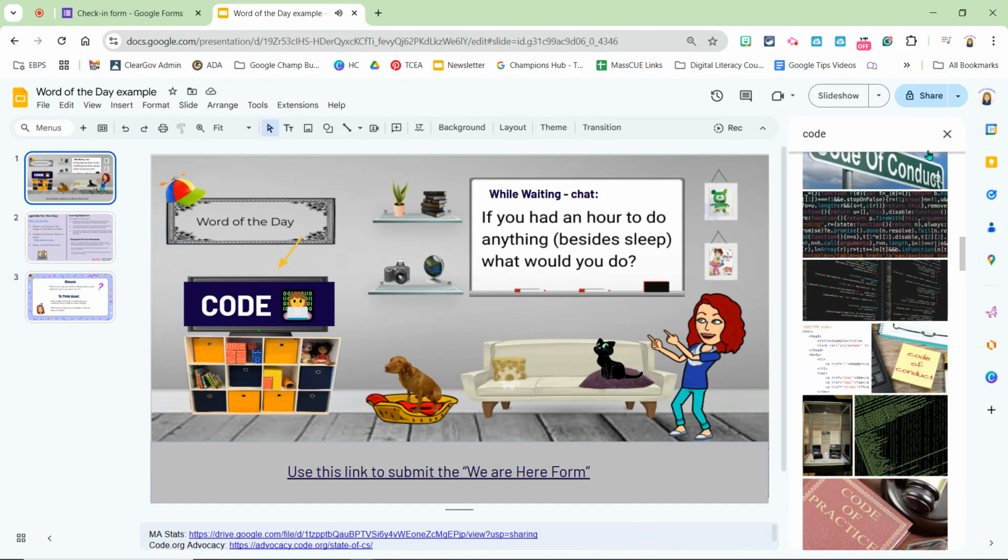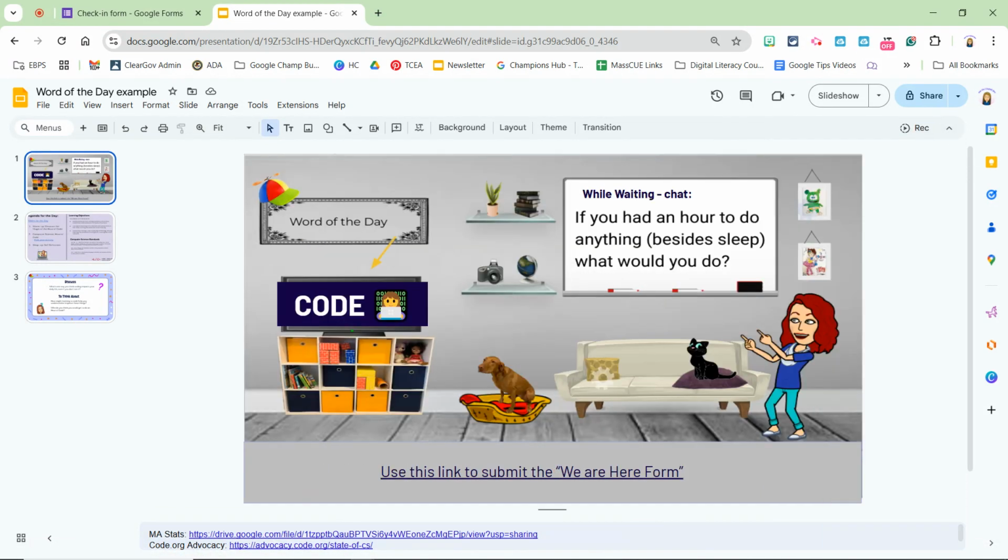This is Erin Fisher, Technology Integration Facilitator for the East Bridgewater Public Schools, and this is an overview of how one can incorporate the Word of the Day strategy into an existing lesson.